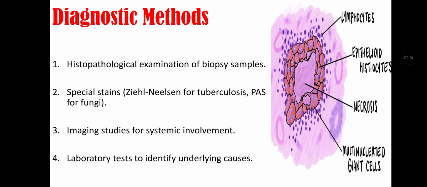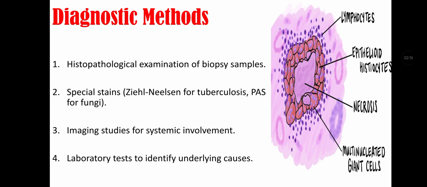Diagnostic method of granulomatous inflammation. Histopathological examination of a biopsy sample is done for diagnosis. We can also do special stains like Ziehl-Neelsen for tuberculosis and PAS for fungi. Imaging studies for systemic involvement may also be helpful, and laboratory tests to identify the underlying cause are done for diagnosis of granulomatous inflammation.